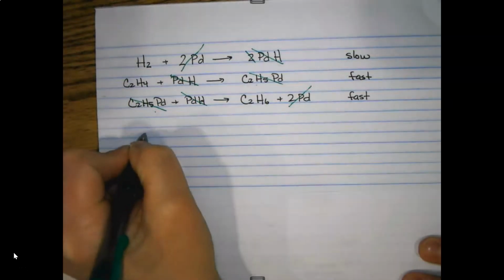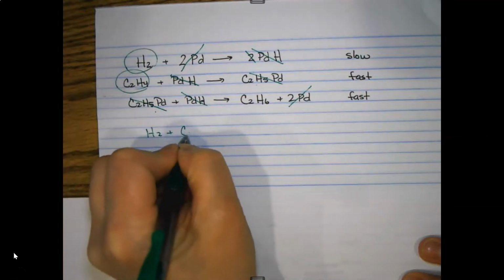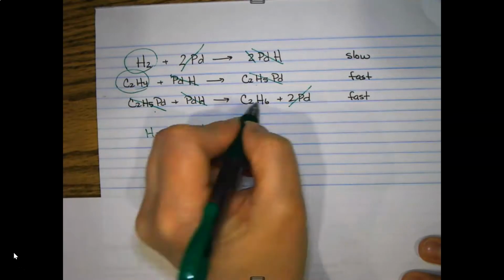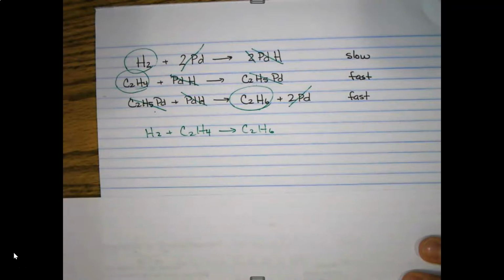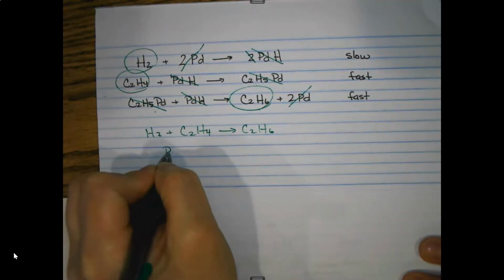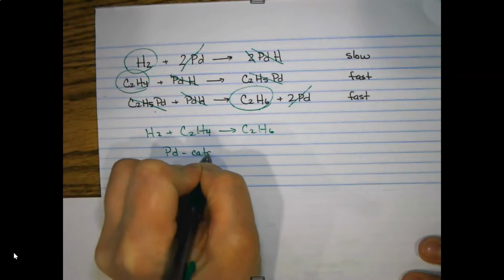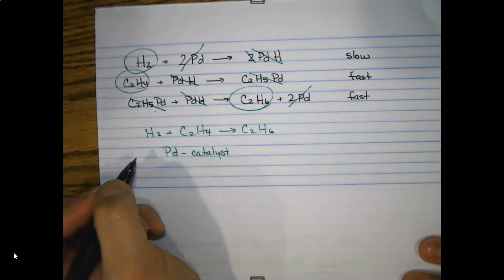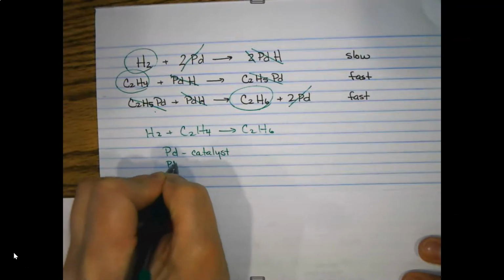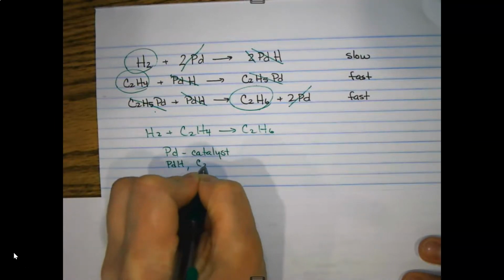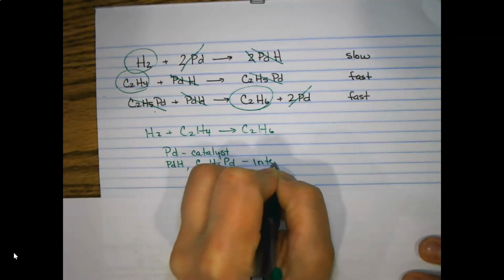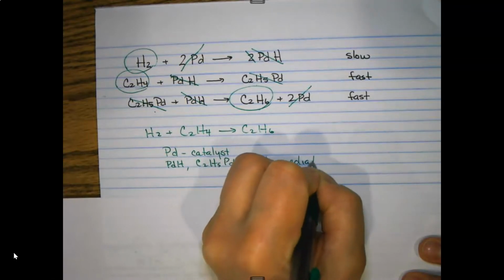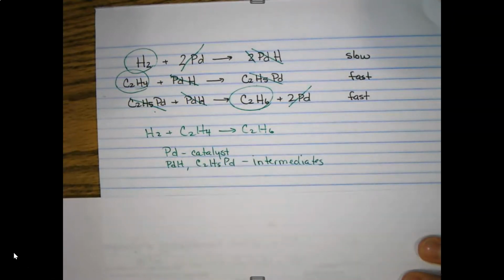So we can do a couple things here. We can say that our overall reaction is everything that's left, so the H2 plus the C2H4 producing C2H6. There's our equation. But then palladium is going to be our catalyst, and PdH and C2H5Pd are actually our intermediates. So did you see how that works?